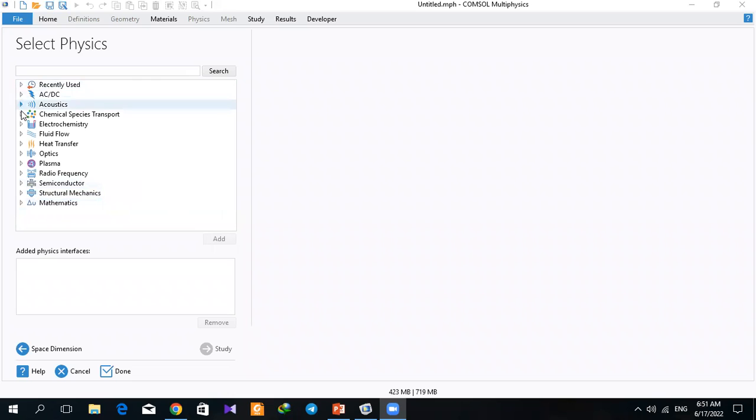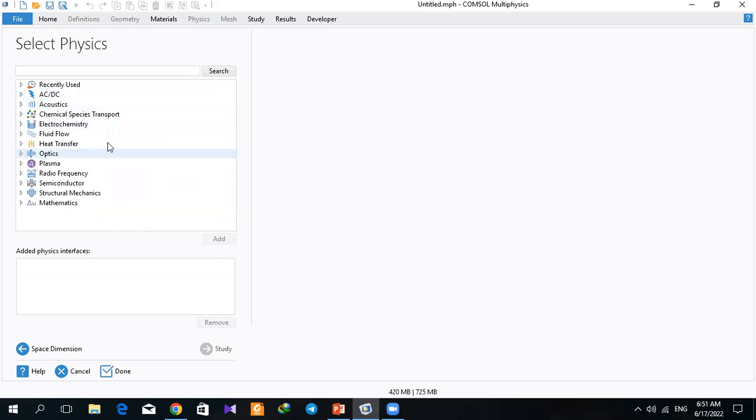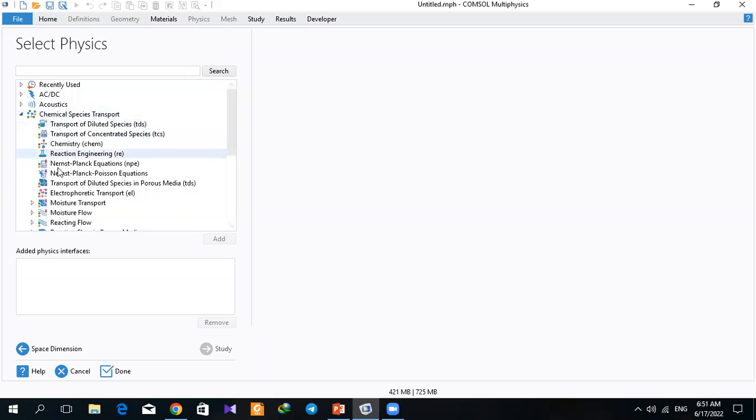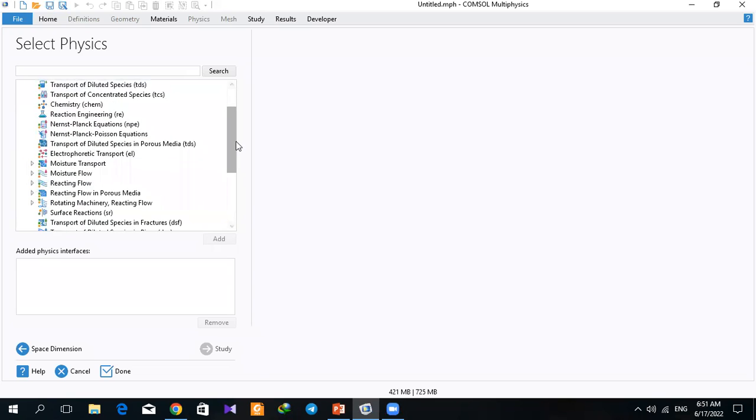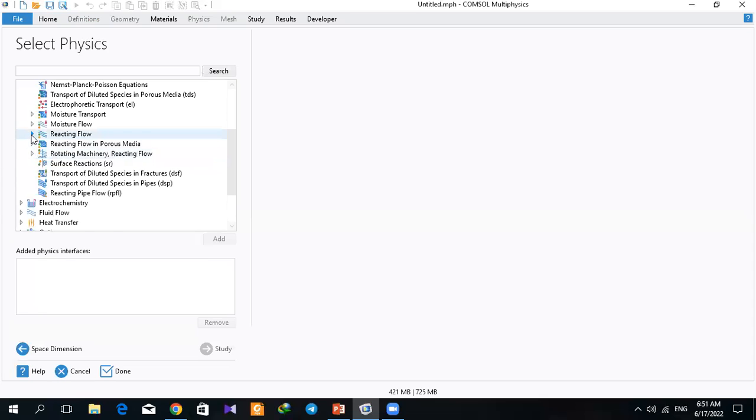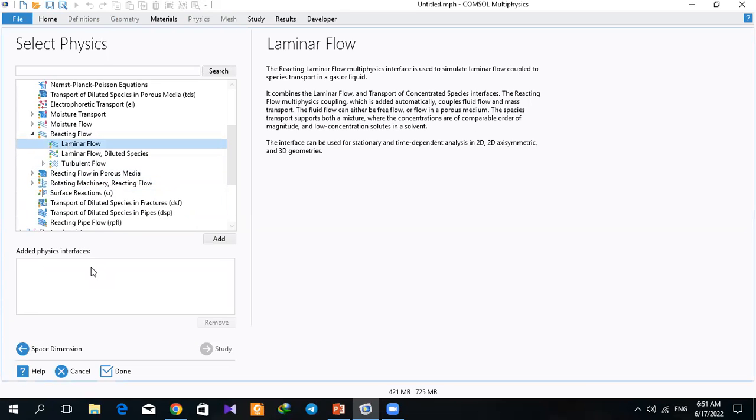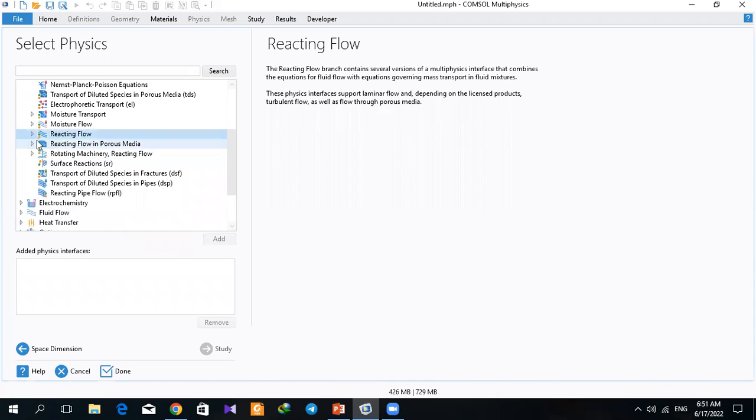So for the case of reactor, you have different modules. If you open each of these interfaces, you can see some subsections, and some of them are used as coupled. For example, for case of reacting flow, if you select laminar flow that is reacting flow, it would couple your reaction system with your fluid flow, and you have the velocity profile coupled with mass transfer.